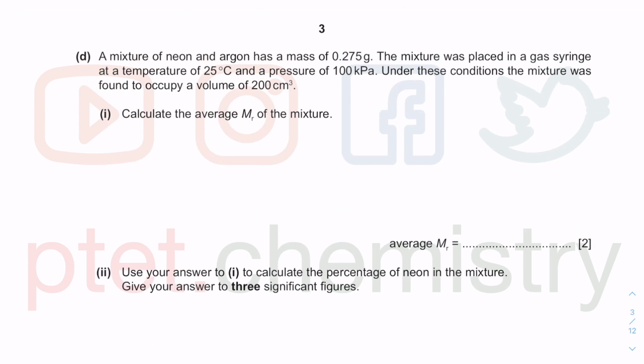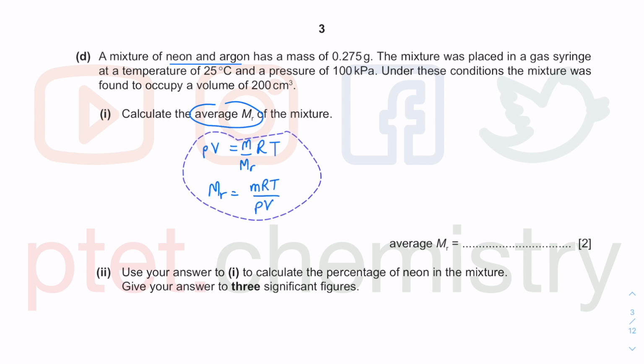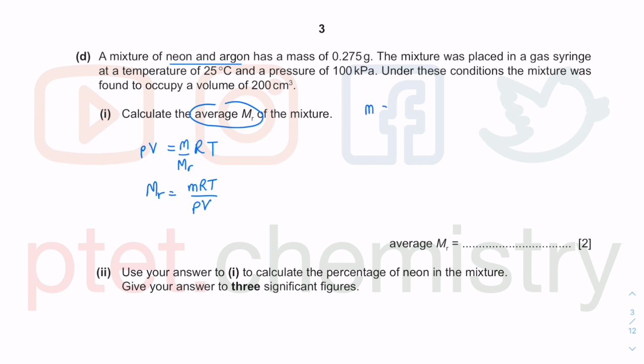The next question, this looks like an ideal gas question because you have a mixture of neon and argon. You want to find the average Mr of the mixture. So we get PV equal to nRT, but we know that the n stands for the number of moles, so that is mass over Mr, RT. So to rearrange that, Mr is going to go up, and then the PV is going to come down, so it's going to get mRT over PV. So when I get all of that, what I get is the mass, well, the average mass, the mass combined for both gases there, 0.275 gram.